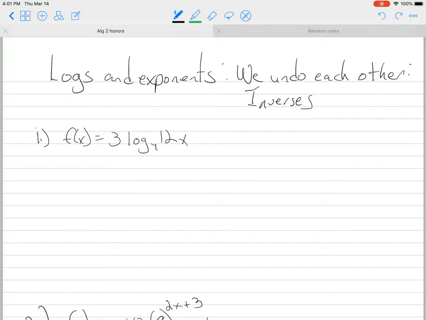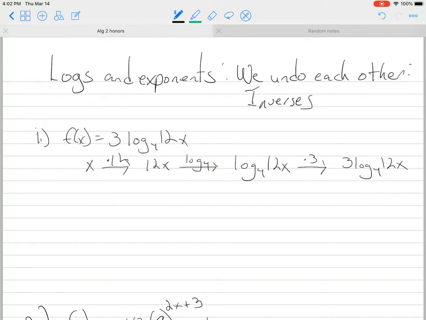So hopefully you said, okay, well, I'll start with x times 12. And you take the log base 4. And then you times 3. Okay? So now we've built it, so now we're going to create our inverse, okay?